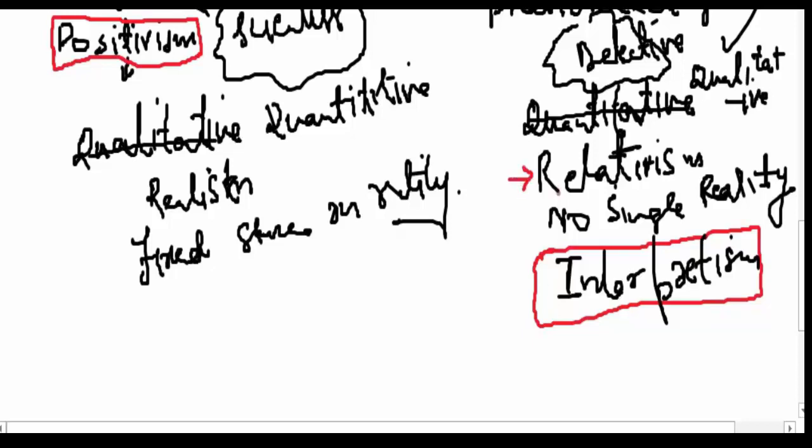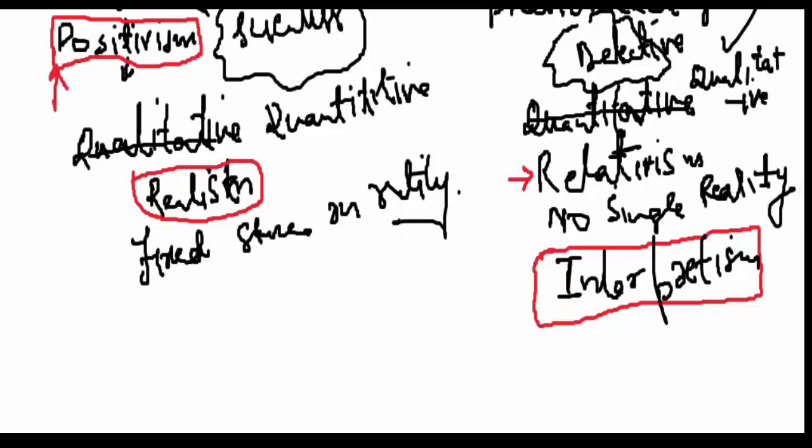Relativism says that there is no single reality, because ontology talks about reality, and epistemology talks about how we know about that reality. So interpretivism is an approach to know about that reality, and positivism is the approach to know about reality in the case of ontological realism, which says we have a fixed reality, and we want to know how to know that reality, and that is to be done by the positivist approach.